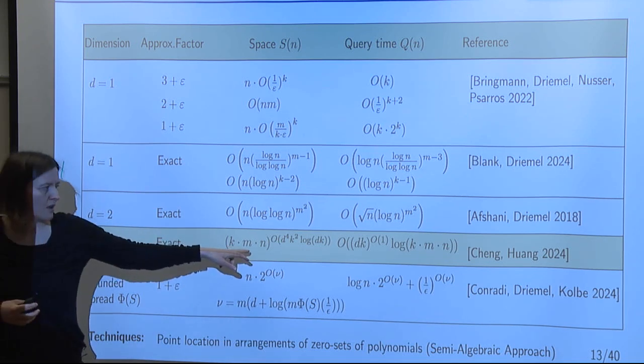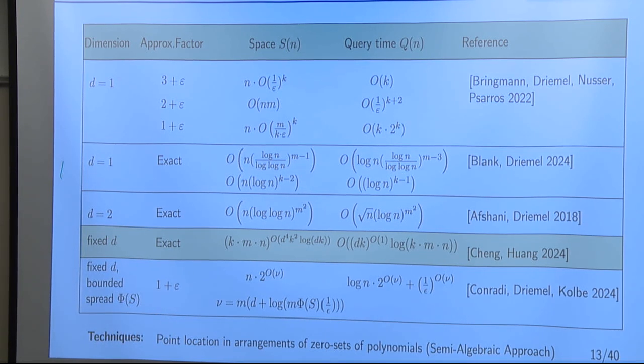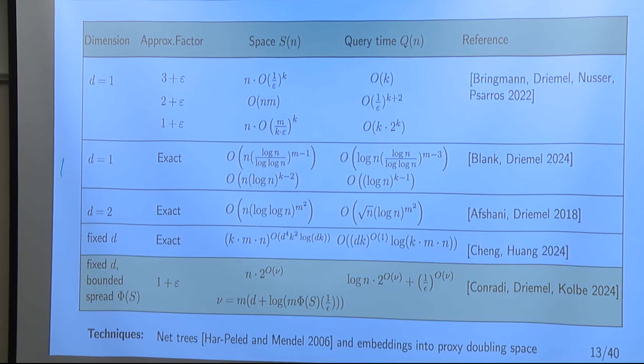This uses, in some sense, the semi-algebraic ranges that we formulated, but takes it a bit further and builds these polynomials, and they also work in high dimensions. But of course, it's a prohibitive space bound and query time. So it uses point location and arrangement of zero sets of polynomials. But I won't have time to talk about this in detail.